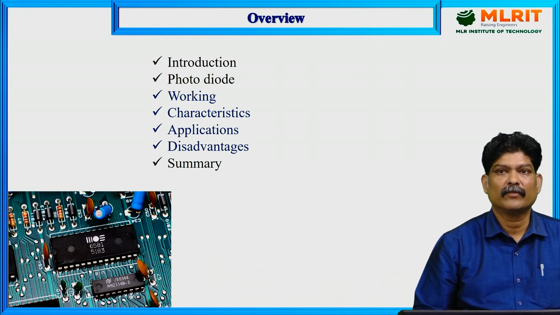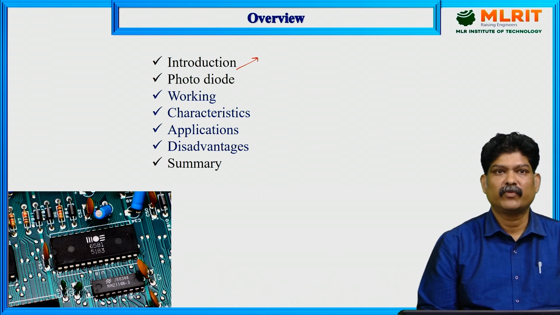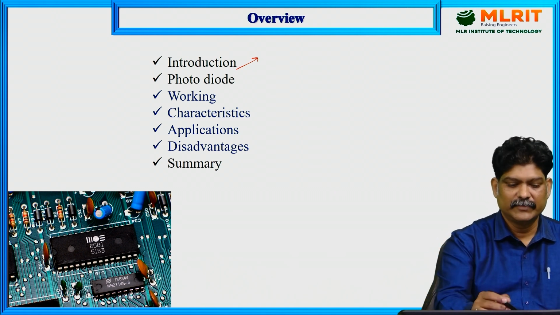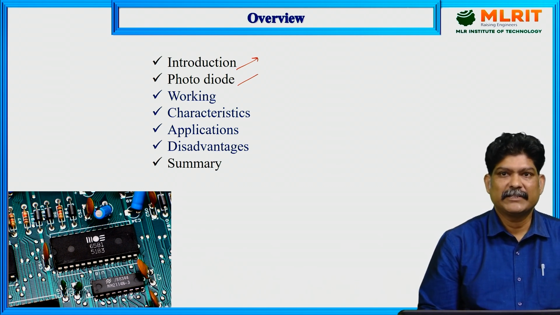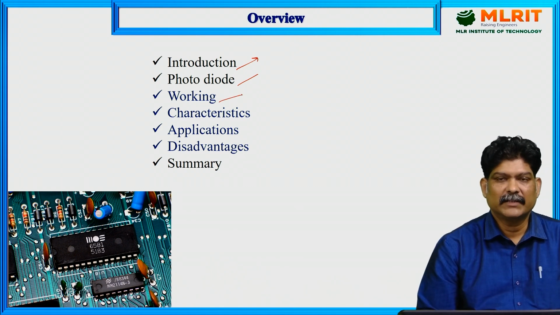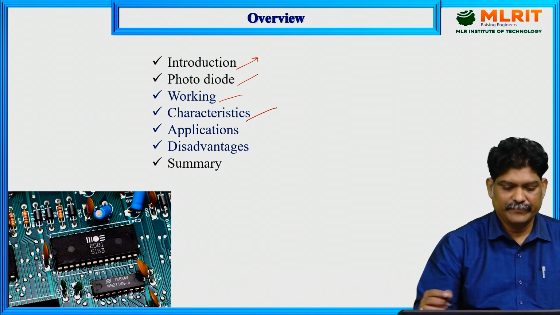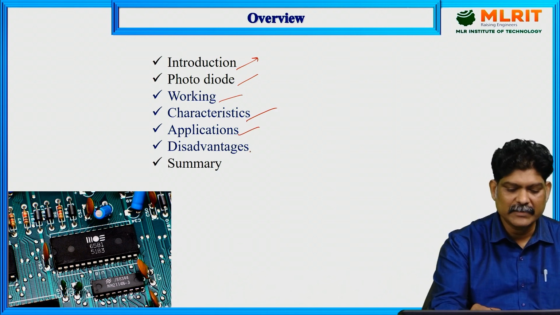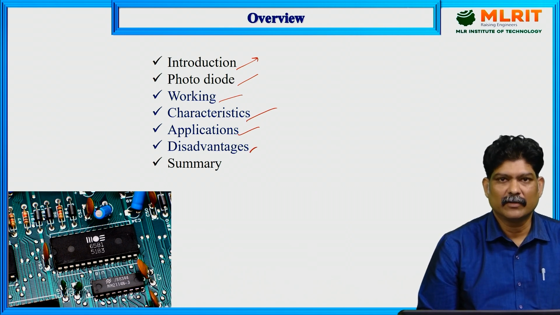Let us see the overview of today's presentation. So start with introduction to the photodiode. We will discuss the basic construction of photodiode, the working principle of operation of photodiode, the VI characteristics of photodiode, different applications of photodiode, and different disadvantages of the photodiode, and conclude with the summary.